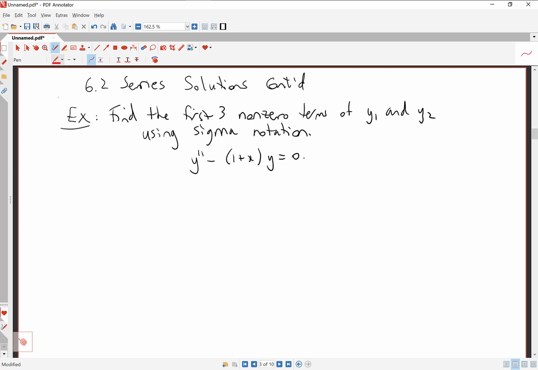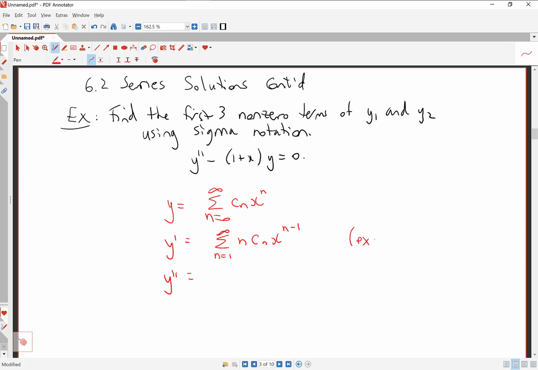So let's start off with just recalling what y, y prime, and y double prime are going to look like. So y is the sum from n equals 0 to infinity, c_n x^n. y prime is just the term-by-term derivative of that, so n c_n x^(n-1). The catch here is that we sum from n equals 1 to infinity.